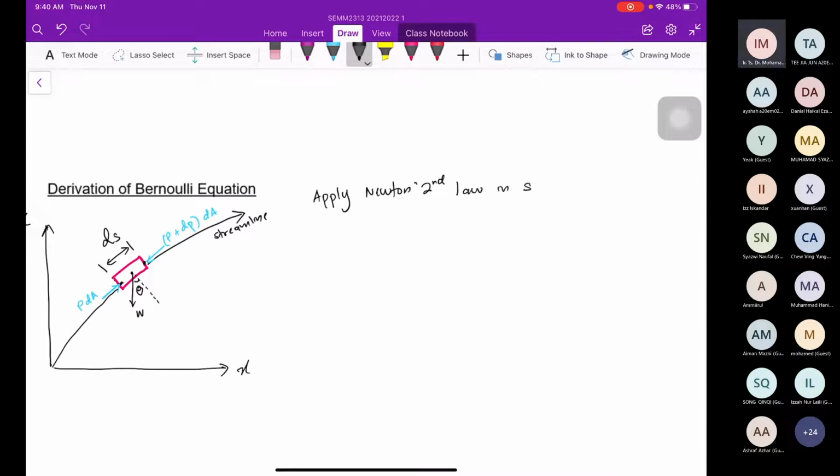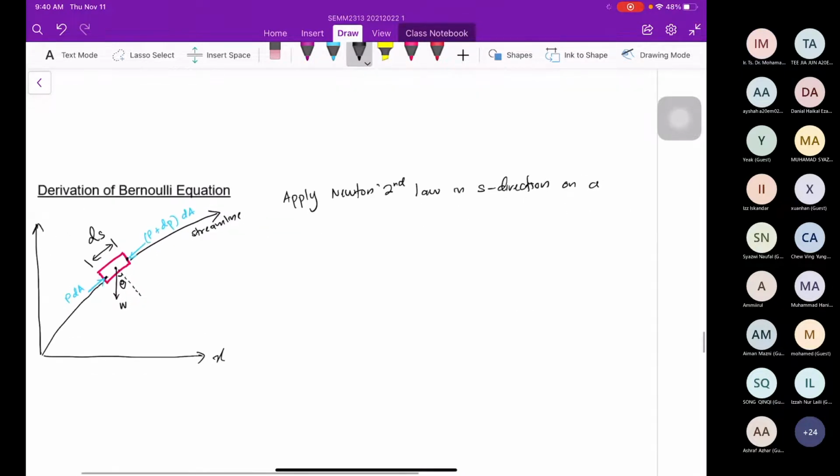In the S direction, the streamline direction, on a particle moving along the streamline, the summation of force in the streamline direction equals mass multiplied with the acceleration in the streamline direction.